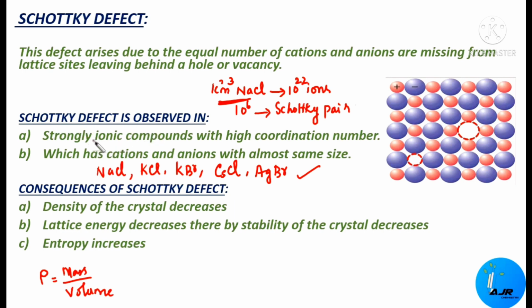So, we have seen what a Schottky defect is and how it happens, and where we can expect it. We can expect it in strongly ionic compounds with high coordination number, and also in compounds in which the cations and anions are of almost the same size. And what happens due to Schottky defect, that is, the consequences: density decreases, lattice energy decreases, thereby the stability of the crystal decreases, and entropy increases. Understood, students? Next we shall see what is Frenkel defect.